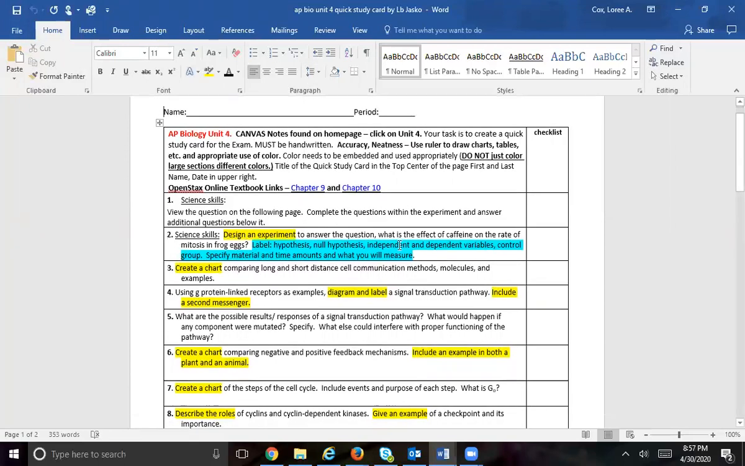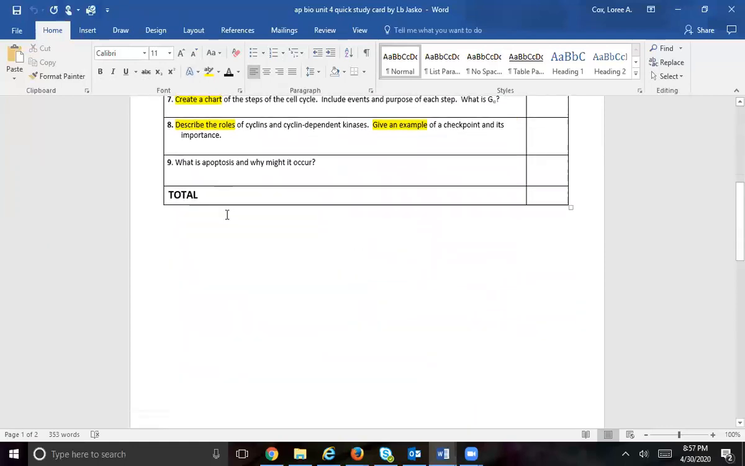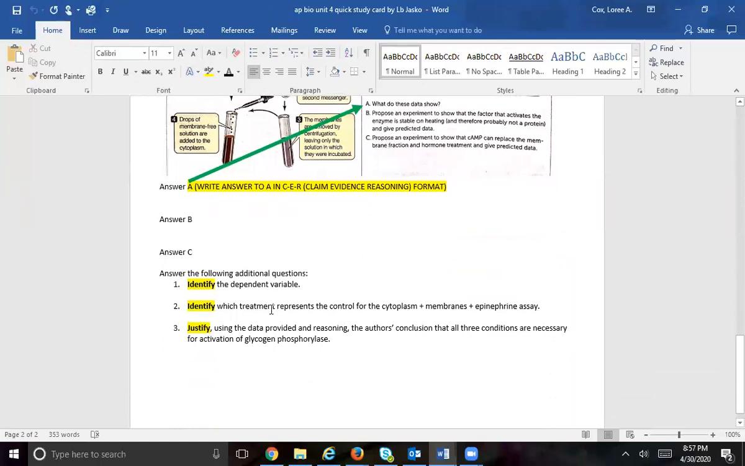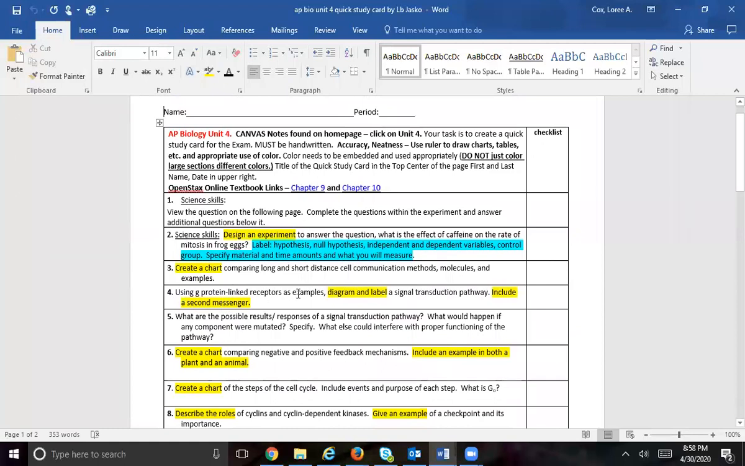You're going to answer all of these. So 1 through 9 have to be on your card. Question 1 is actually on the second page. You're given a lab setup, and then you have to answer some questions. Number 2, design an experiment, and it tells you how you're going to get your points. That's going to be in another part of your card. Question 3, create a chart comparing long and short distance cell communication methods, what molecules are used, and give examples. Question 4, G protein-linked receptor as an example, diagram and label a signal transduction pathway. That sounds like the FRQ you just did. Include a second messenger, so cAMP, right?